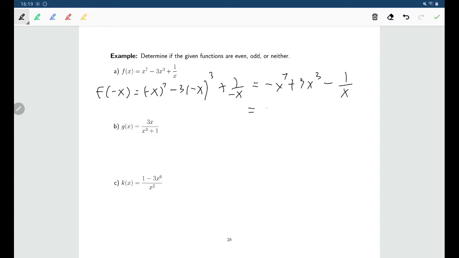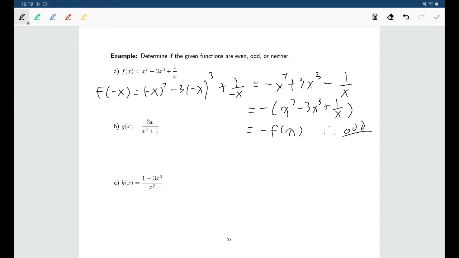And you can see that this is the same thing as if I were to factor negative 1 out of everybody. This is negative 1 times my original function. And so that means I can conclude that f of x must be odd. It's symmetric about the origin.